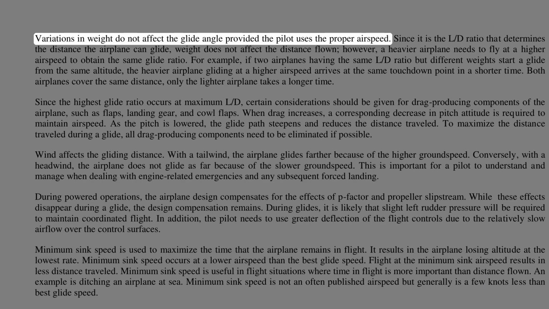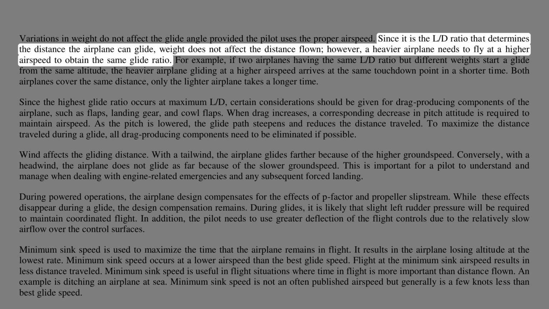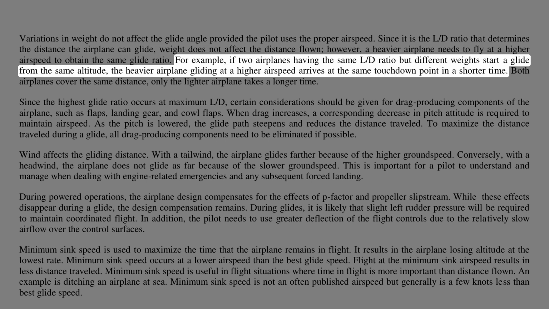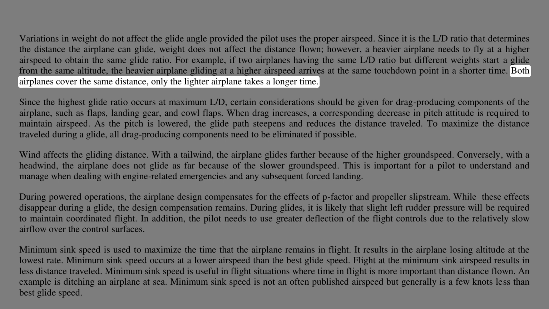Variations in weight do not affect the glide angle provided the pilot uses the proper airspeed. Since it is the L/D ratio that determines the distance the airplane can glide, weight does not affect the distance flown. However, a heavier airplane needs to fly at a higher airspeed to obtain the same glide ratio. For example, if two airplanes having the same L/D ratio but different weights start a glide from the same altitude, the heavier airplane gliding at a higher airspeed arrives at the same touchdown point in a shorter time. Both airplanes cover the same distance, only the lighter airplane takes a longer time.